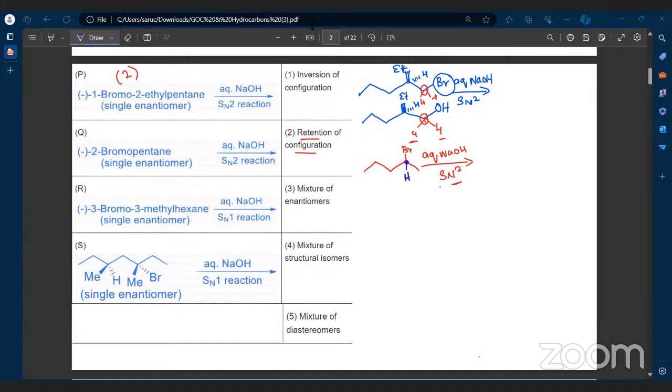What is a chiral carbon? Where all the groups attached to the carbon are different, then it is a chiral carbon. So here you can see that all the groups attached are different. Therefore it is a chiral carbon, where the substitution takes place, and this one has undergone the SN2 reaction. So what would be the configuration, whether retention or inversion takes place? The nucleophilic substitution takes place on the chiral carbon.